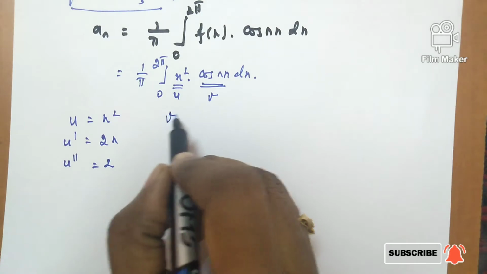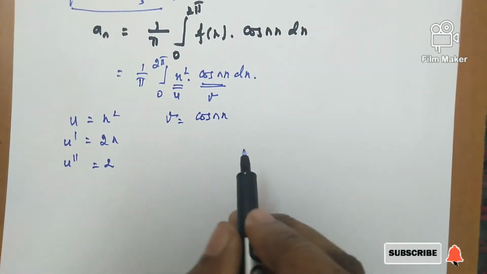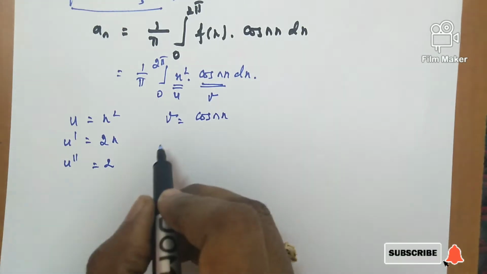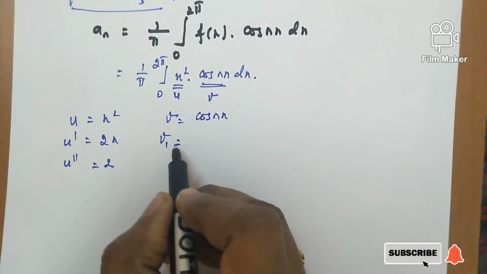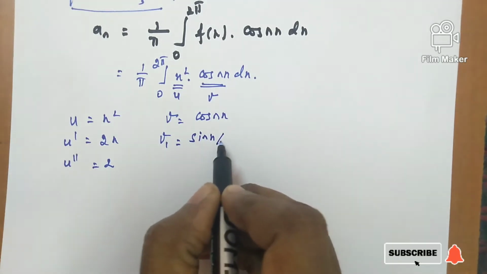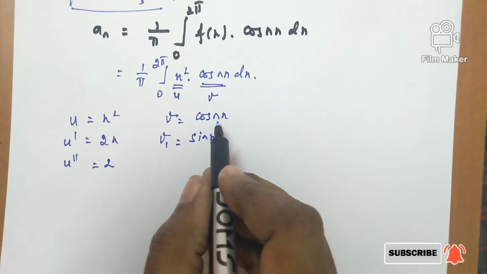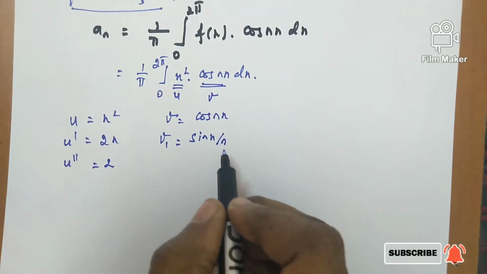So obviously what is our v? V equal to cos nx. So this is our v. V means we have to integrate that. Integration of cos nx is sin nx by n. It's integration, no? When you are differentiating sin nx by n, we get cos nx.